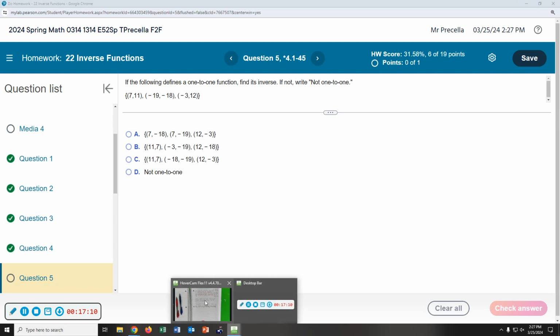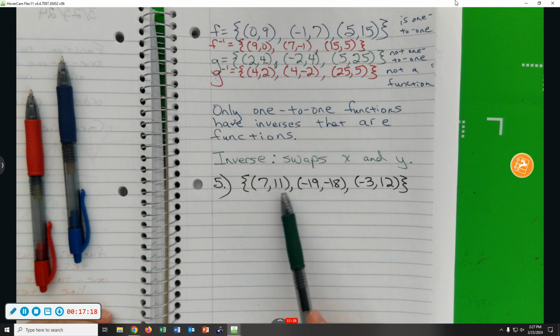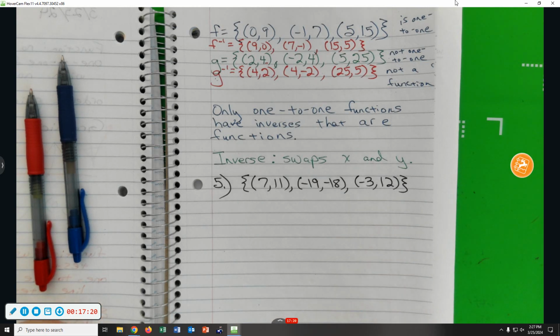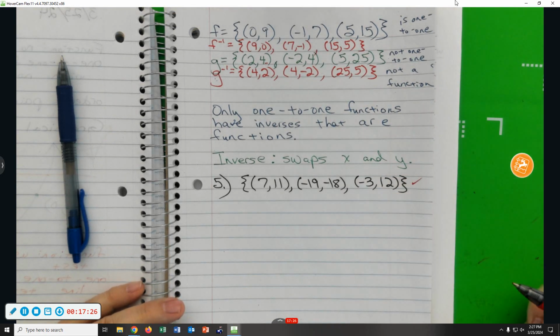Okay, so is this one-to-one? Before we do anything else, we better decide. Is it one-to-one? Look at those y coordinates. What do you think? Yes, it is one-to-one, so we better find the inverse. I'll put a little check to indicate that it's one-to-one.